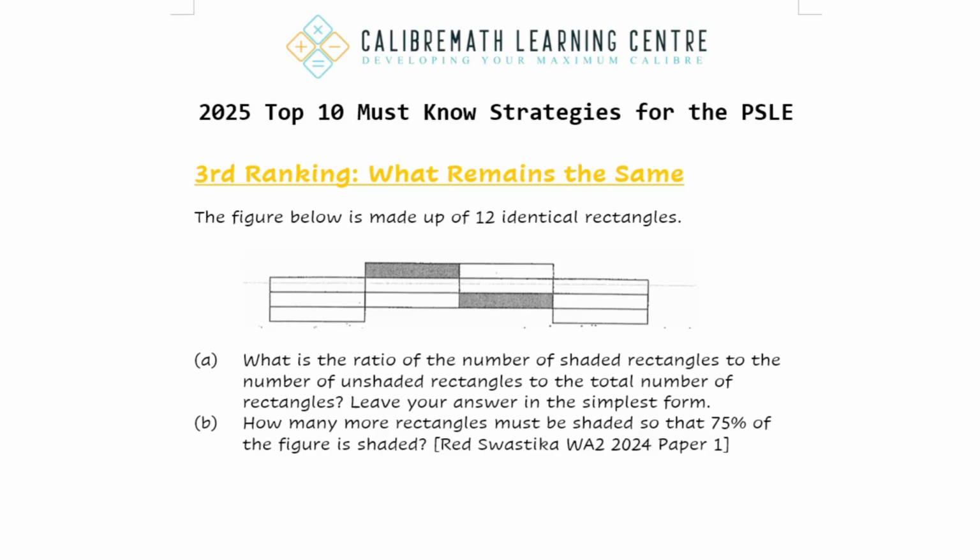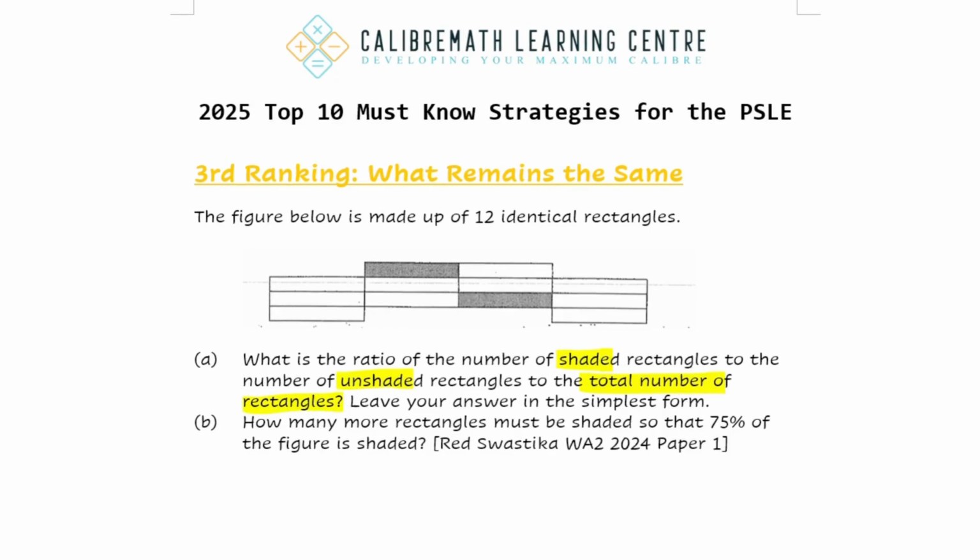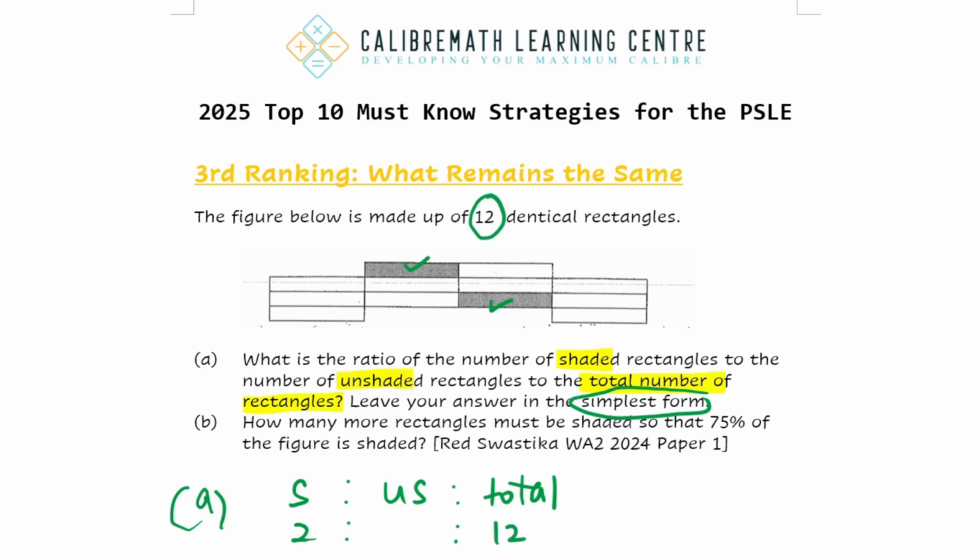In part A, you need to find the number of shaded rectangles to the number of unshaded rectangles to the total number of rectangles. Take note of the keyword, leave your answer in the simplest form. So we can write down the ratio for shaded to unshaded to total. We have 2 shaded and a total of 12 that's given in the question, so we can easily find the unshaded by using 12 to subtract 2, and that gives us 10.